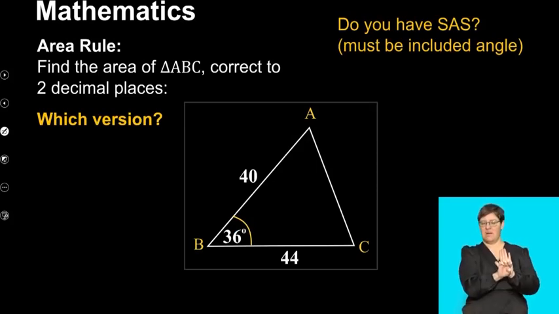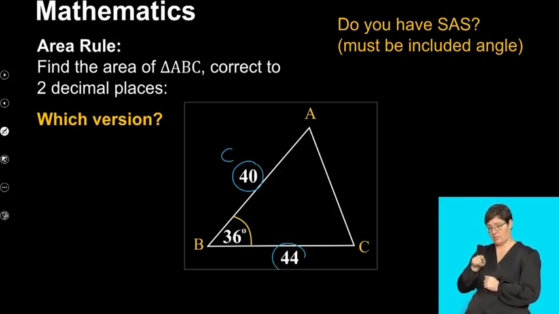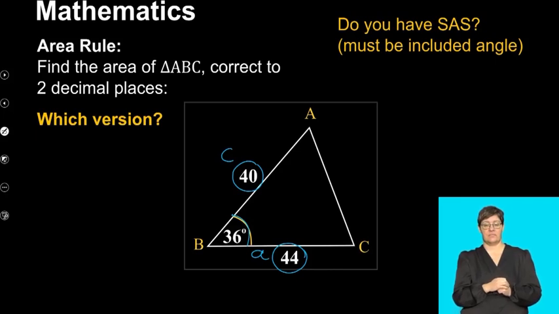Let's look at one example. In this example, they've given us actual values. We need to find the area of triangle ABC correct to 2 decimal places. So let's look at what they've given us. If you look at our diagram, we have this value here, which is little c. We have this value, which belongs to BC. So BC is 44 units, or in other words, little a is 44 units. And they've given us that angle B is 36 degrees.